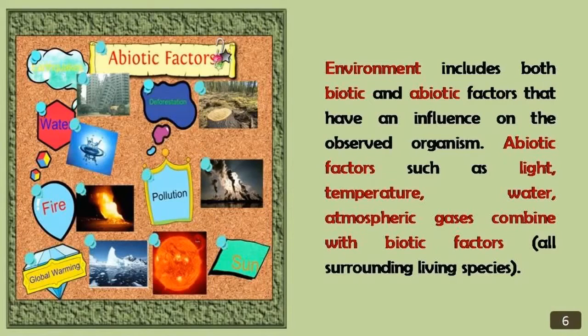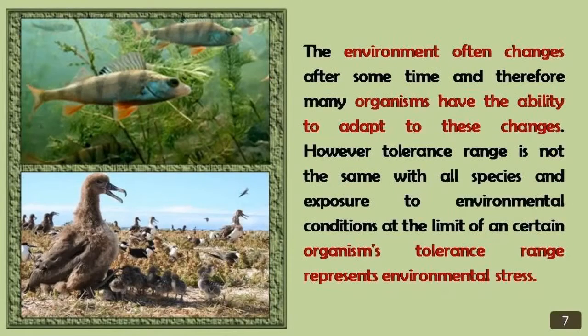Abiotic factors such as light, temperature, water, atmospheric gases combine with the biotic factors, that is all the surrounding living species. The environment often changes after some time and therefore many organisms have the ability to adapt to these changes. However, tolerance range is not the same with all species and exposure to environmental conditions at the limit of a certain organism's tolerance range represents environmental stress.